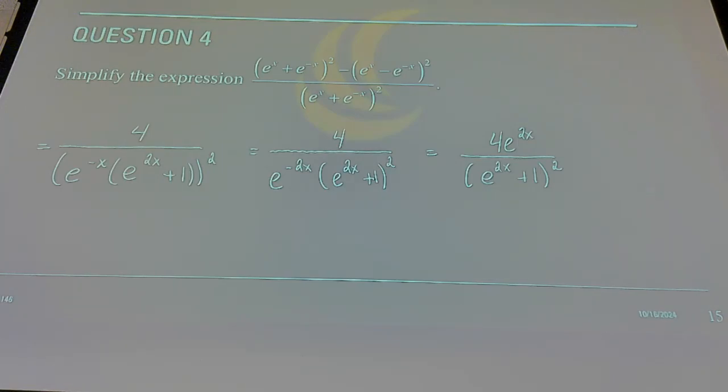And as a general rule of thumb, whenever you simplify your expression, your simplified expression should have no negative exponents. Which is why I got rid of that e to the minus x from the denominator.